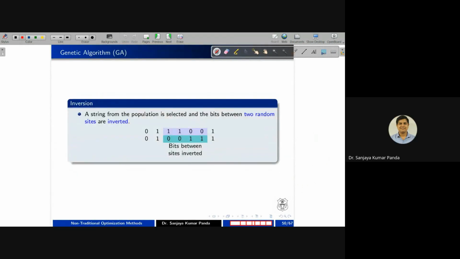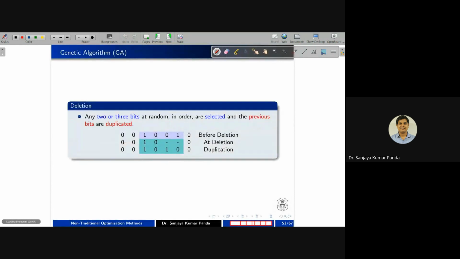Okay. So now there are some other methods, like the inversion case. In the inversion case, what I can do, just like a 2-point crossover, is select 2 different points and flip the bits. If a bit is 1, I change it to 0. If the bit is 0, I change it to 1. That way also I can do it. I can choose 2 random points, and in between those points, I can invert it.